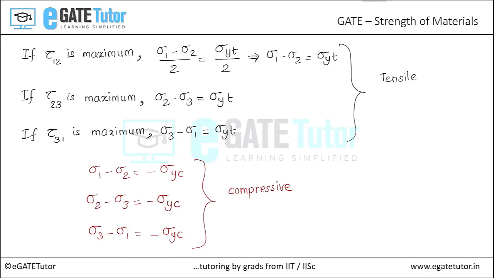You might wonder why a minus sign is used here. It is according to the sign convention that all the tensile forces acting on the component are considered to be positive, and all the compressive forces acting on the component are considered to be negative. Since compressive forces are negative, the yield stress in compression is considered to be negative. So combining the equations in tension and compression, writing these equations in a generic way, we get sigma 1 minus sigma 2 is equal to plus or minus the yield stress, sigma 2 minus sigma 3 is equal to plus or minus the yield stress, and sigma 3 minus sigma 1 is equal to plus or minus the yield stress.